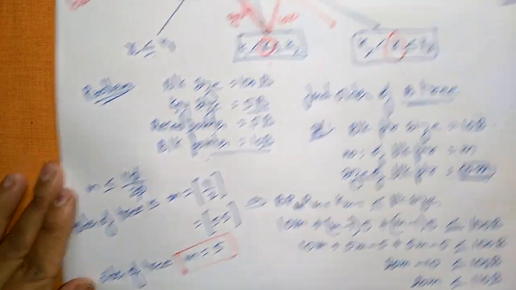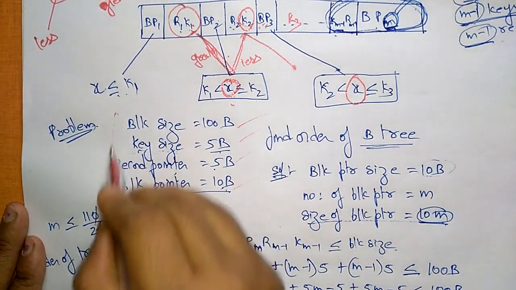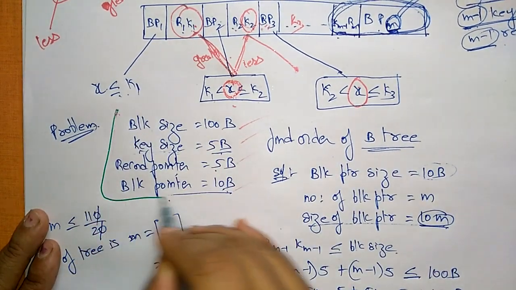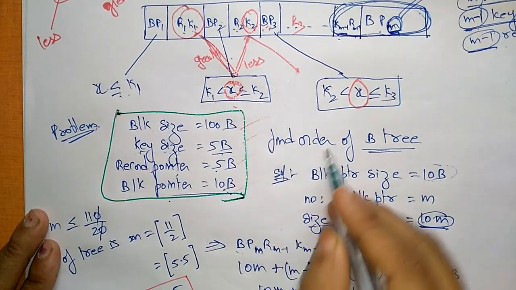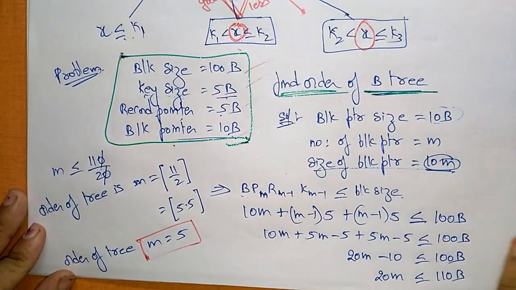For these values of block size, key size, record pointer and block pointer that were given, with the help of these values we found the order of the B tree, which is 5.